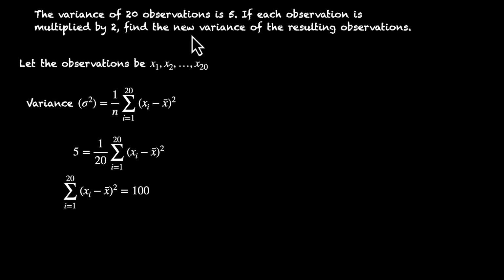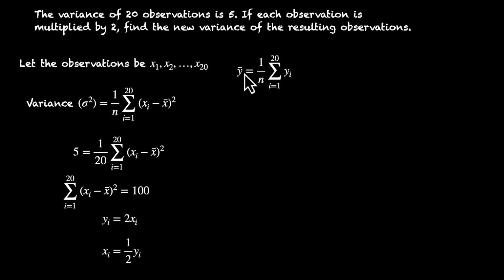Now what we're doing is we're multiplying each observation by 2. So for each observation xi, we can take a new observation yi, that's twice of xi. So each observation is multiplied by 2. y1 is twice of x1, y2 is twice of x2 and so on. We can say that xi, our initial observations, are equal to half of our new observations. xi is equal to half of yi.